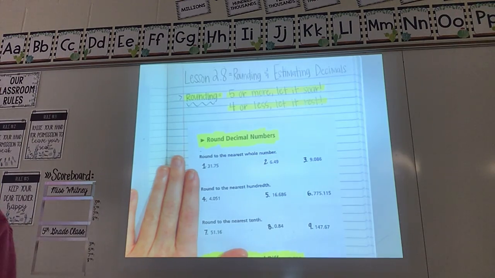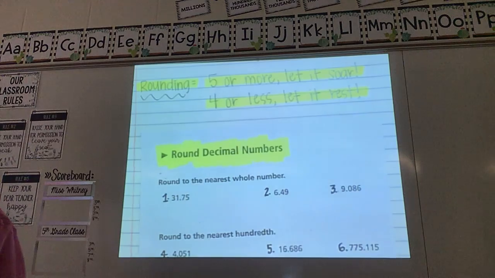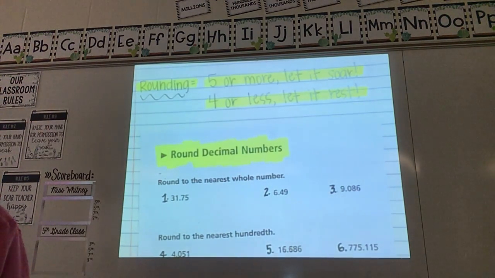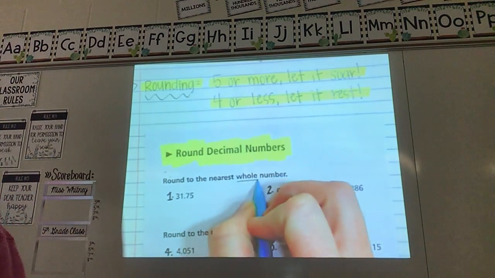Before I start, I'm going to try to zoom in a little bit so that you can see my paper a little bit better. There we go, that will help. It is going to be very important that we read the directions because that tells us what place value we're going to round to. And if we round to the wrong place value, we're definitely not going to get the right answer. So I'm going to read my directions first. Round to the nearest whole number.